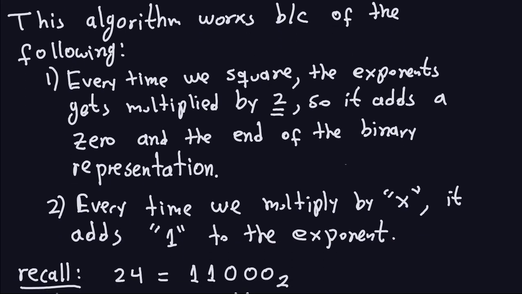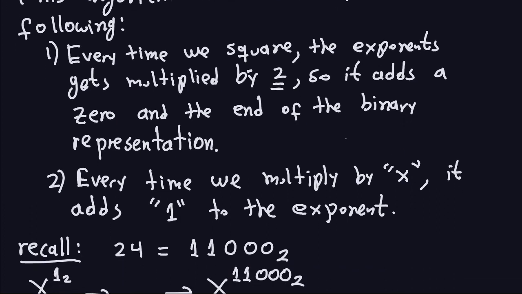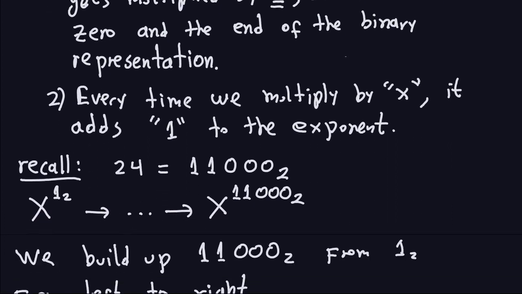Every time you multiply by x, those are the two operations here. Squared is what we are doing. So we square, and when we square, the exponent gets multiplied by 2. That means the binary representation of the exponent gets a 0 at the end. And every time you multiply by x, it adds 1 to the exponent in the binary representation. Okay, so let me be more specific about that.